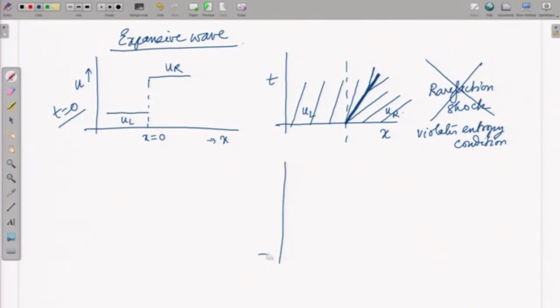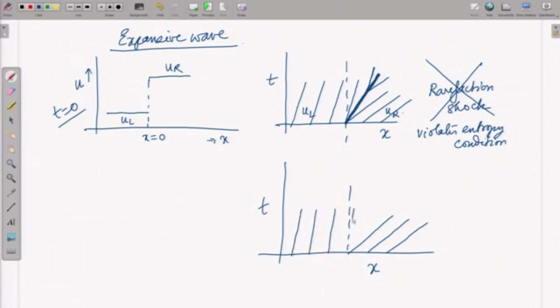Rather, what nature accommodates looks something like this. So, you have the faster waves, you have the slower waves, and then you have an expansion fan generated in between. So, this is the extent of the slower waves, the extent of the faster waves, and then in between there is a region which is defined by the limiting characteristics.